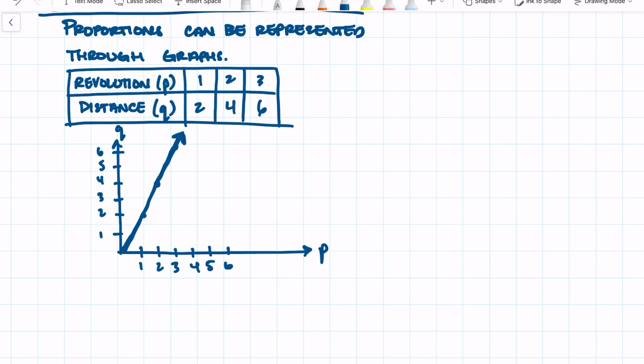This is a key thing that you're going to have to keep in mind. A proportion can be represented through graphs, but a direct proportion will have straight lines.